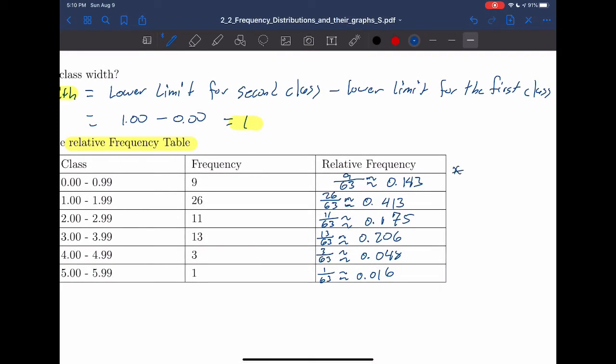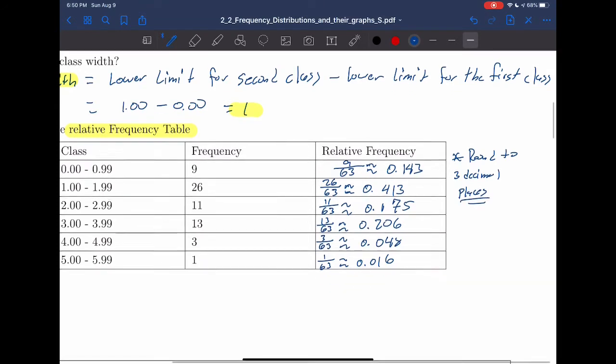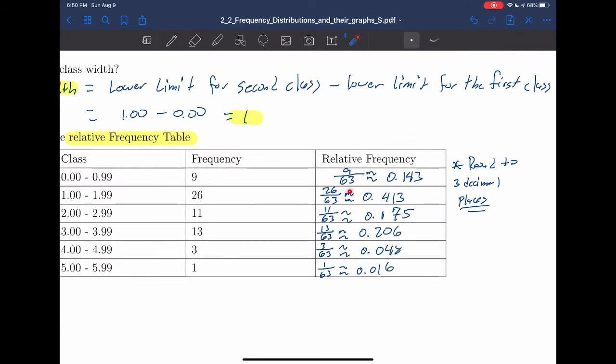Okay, you notice that I round everything to 3 decimal places. So that's the norm for statistics, you always, unless stated otherwise, round to 3 decimal places. One way to check if you did this correctly is that if you add all the relative frequencies, it should be equal to 1. But notice that if you actually add all the decimals, you get 1.001. And this 0.001 is because of rounding error. But since this is really, really close to 1, then this is fine.